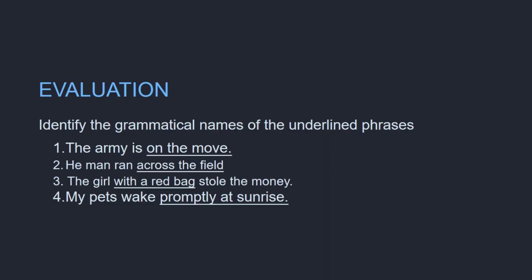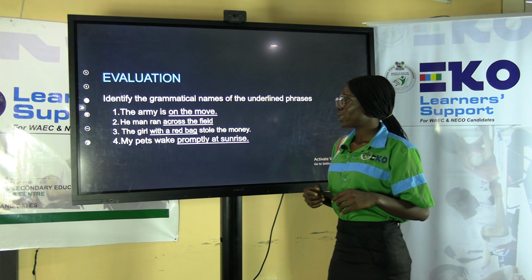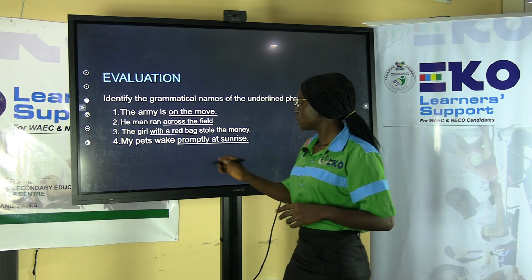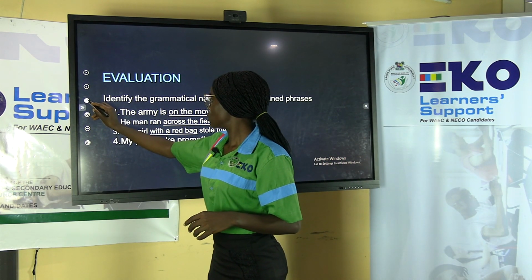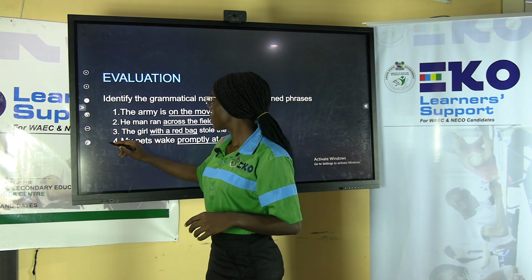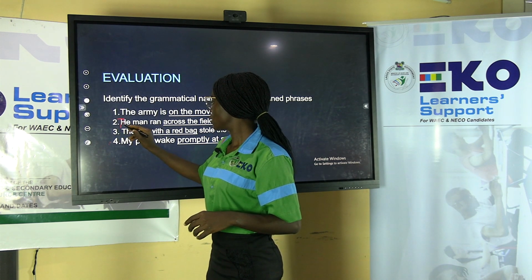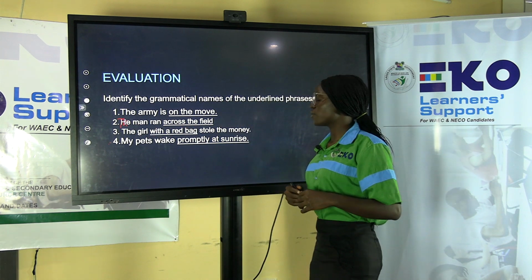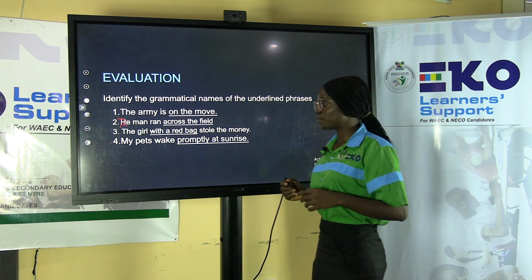Now it's time for evaluation. Identify the grammatical names of the underlined phrases. Number 1, the army is on the move. Number 2, the man ran across the field.